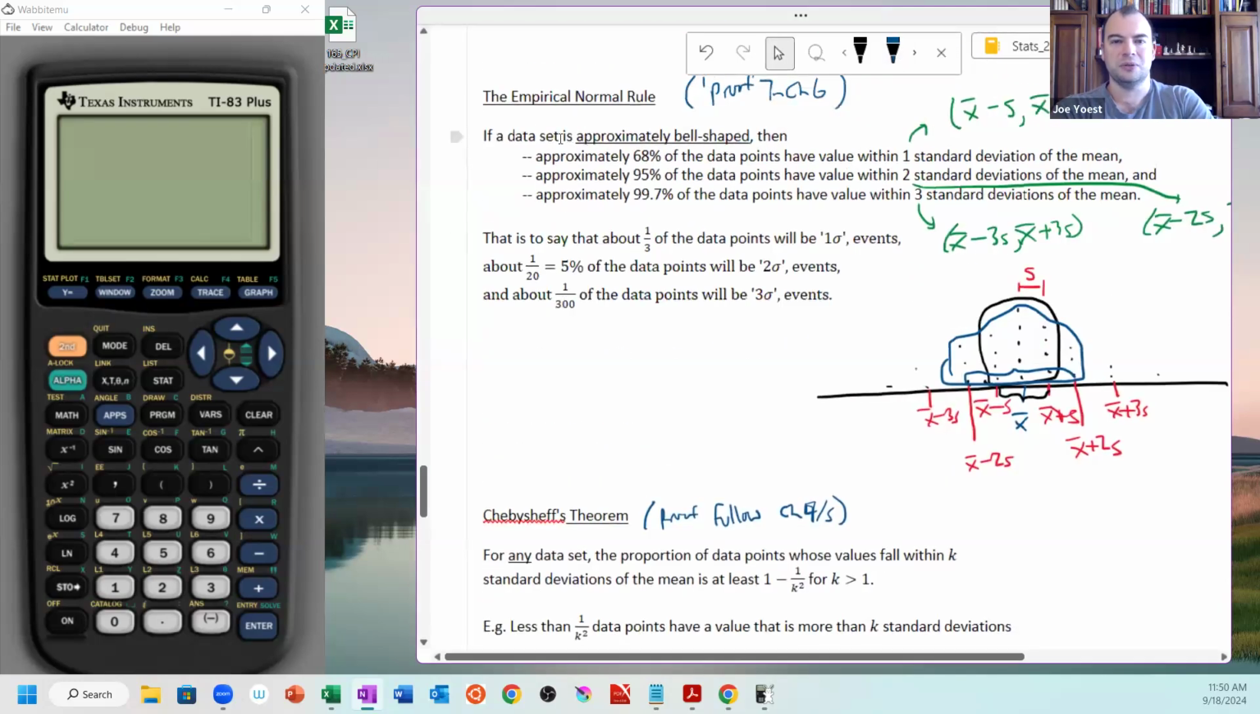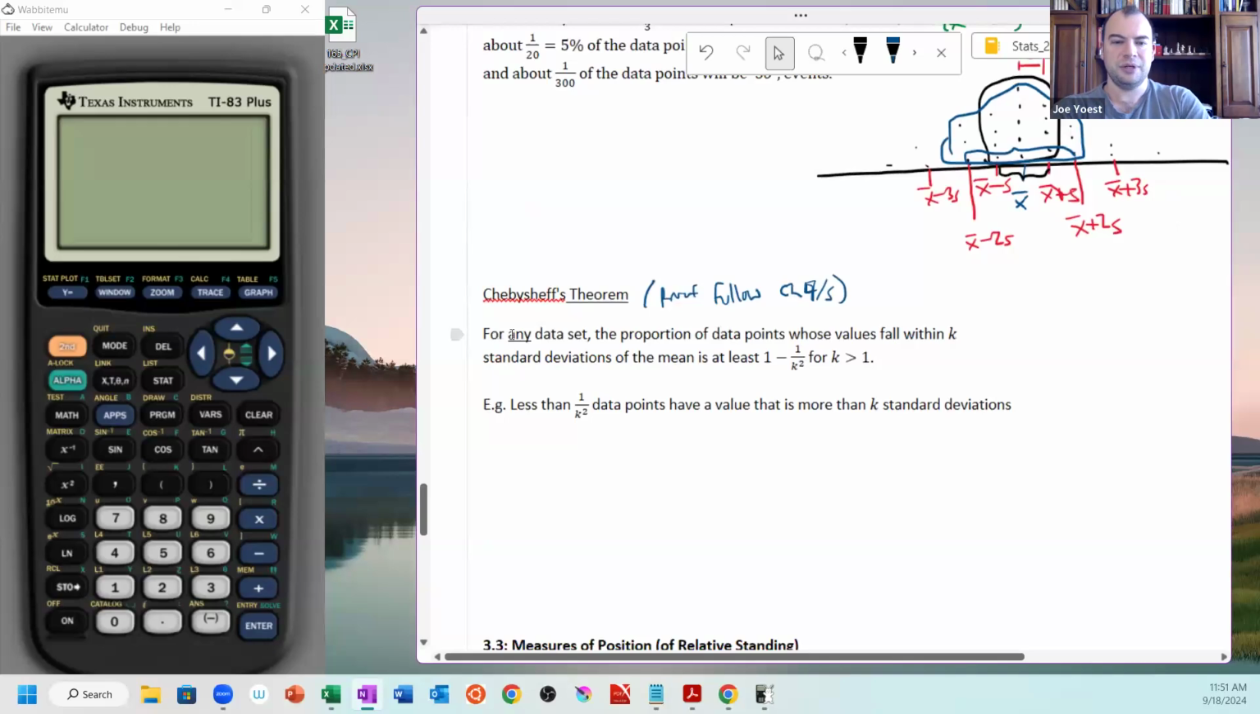So where the empirical normal rule says something about data sets that are approximately bell-shaped, we have this very important caveat. Chebyshev's theorem applies to any data set. So this is true no matter what kind of crazy data set you come up with. It's true based on the mathematical definitions of the mean and the standard deviation.